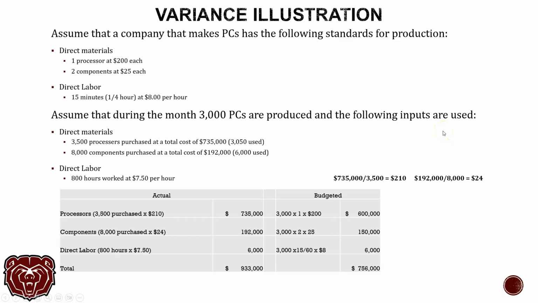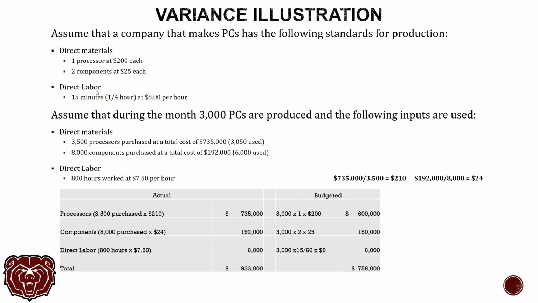Okay, so let's take a look at a variance example here. Let's assume that we work for a company, and this company makes PCs that has the following standards for production. These standards are basically what we're going to budget with. For direct materials, each PC requires one processor that costs us $200, and it requires 2 additional components that cost us $25 a piece.